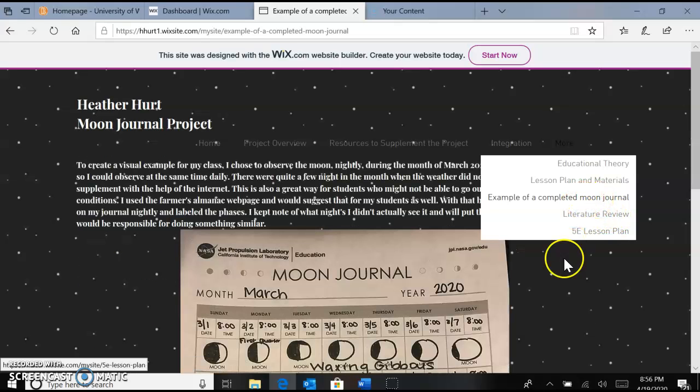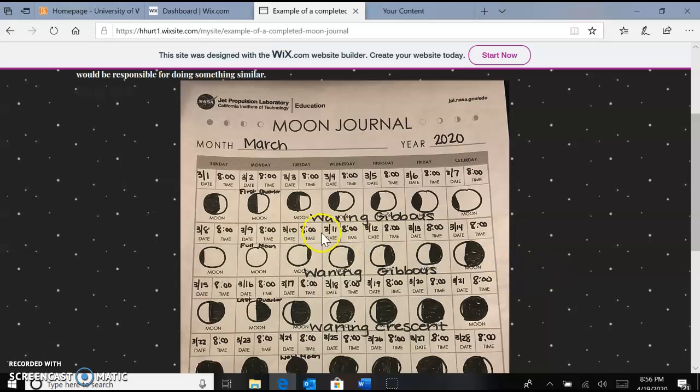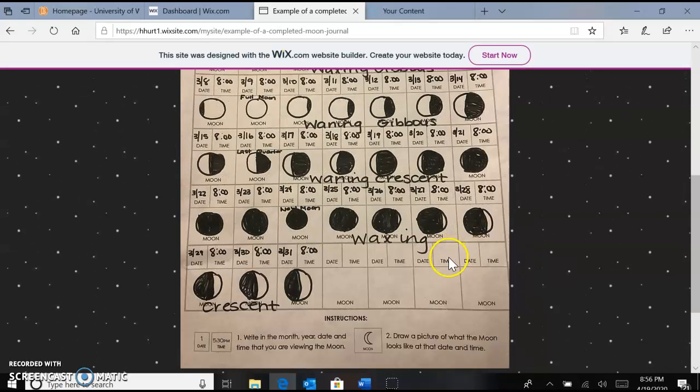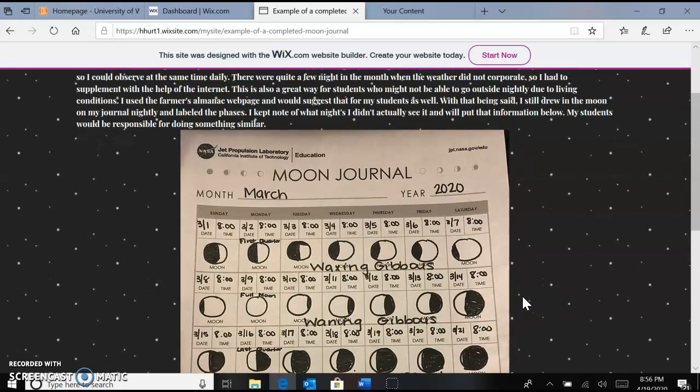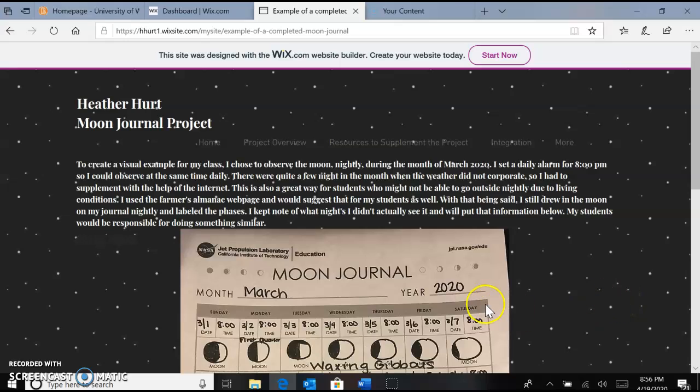Okay, then I put the example of my completed moon journal. So I actually just found this from NASA. This is very similar to one that I do in my classroom. And I chose the month of March to observe the moon. So essentially what I did was I set a daily alarm for 8 p.m. every day, and weather permitting, I went outside and looked. Now, the weather did not permit actually a lot in the month of March. And so I used the Farmer's Almanac webpage to help supplement for those nights. But there are other websites that teachers could use, but that would be the one that I would suggest.